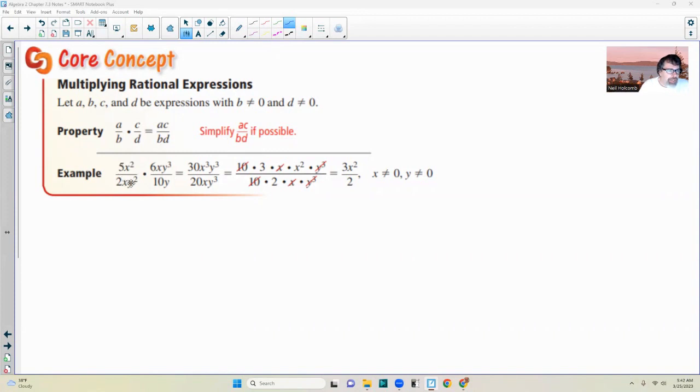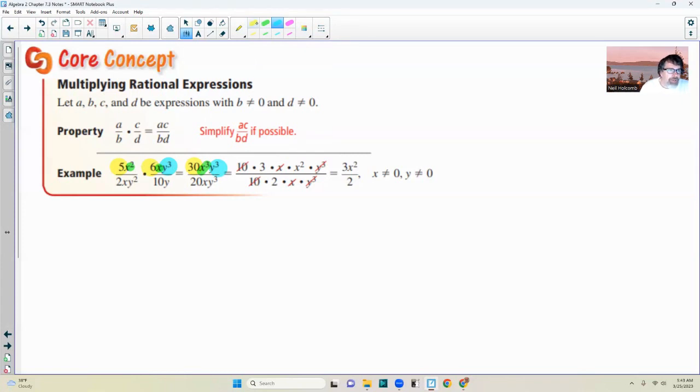5x squared over 2xy squared times 6xy cubed over 10y. All right, so what's going to happen here is 5 times 6 is 30. X squared times x is x cubed. There's no y over here, so y cubed times y is just simply y cubed. So 5 times 6 is 30. X squared times x is x cubed. No y times y cubed, or 1 times y cubed is y cubed.